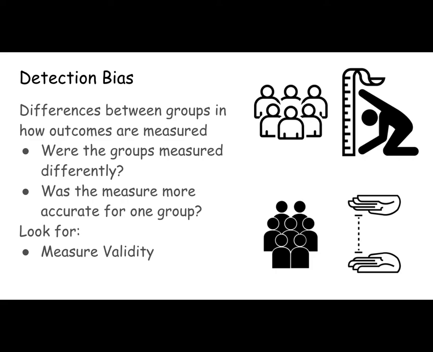Another form of detection bias is when a measure is more accurate for one group than another. So this could be something like language. So one group is composed of native English speakers and another group is composed of English as a second language speakers. There, even though it's the same measure, it may act differently for one group or another. And the thing that you're looking for is measure validity. That's what reduces the likelihood of something like detection bias.